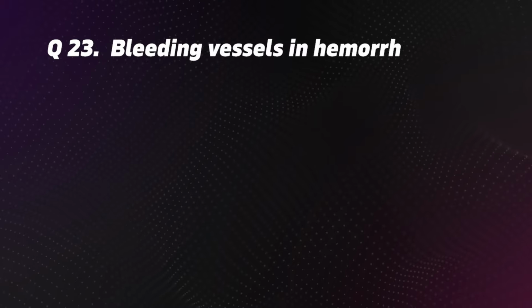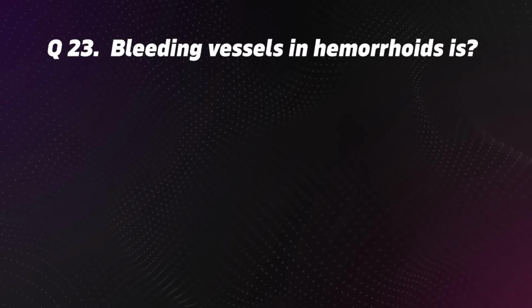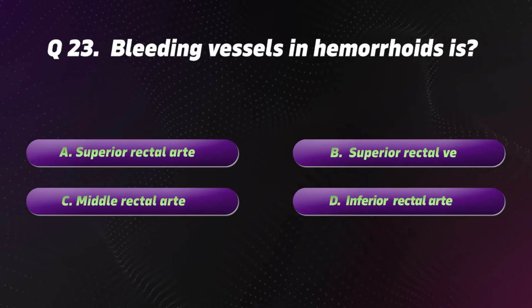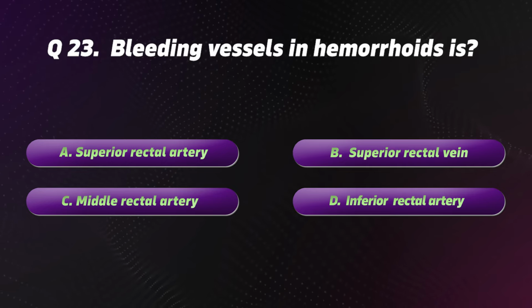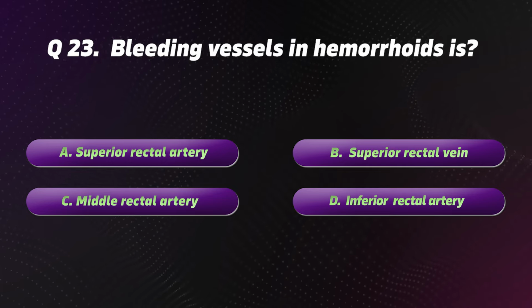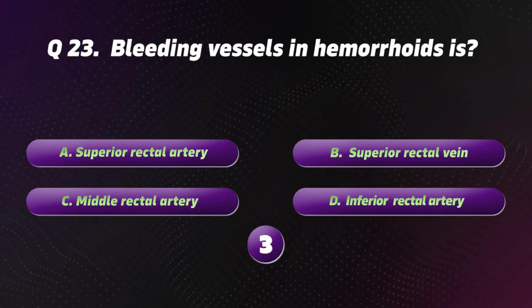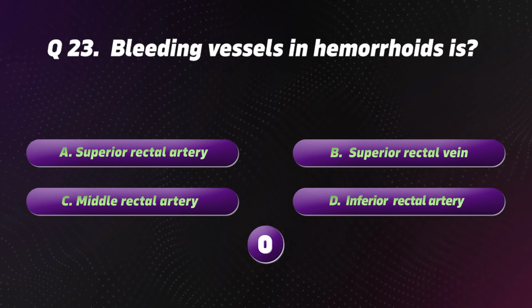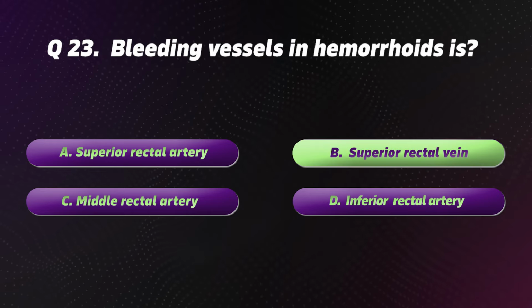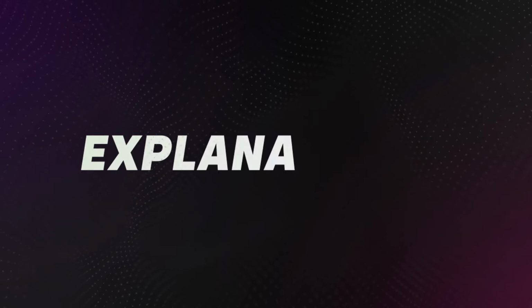Question 23. Bleeding vessels in hemorrhoids is? Here are the options. A. Superior rectal artery. B. Superior rectal vein. C. Middle rectal artery. D. Inferior rectal artery. And the correct option is B. Superior rectal vein. Here's the explanation.